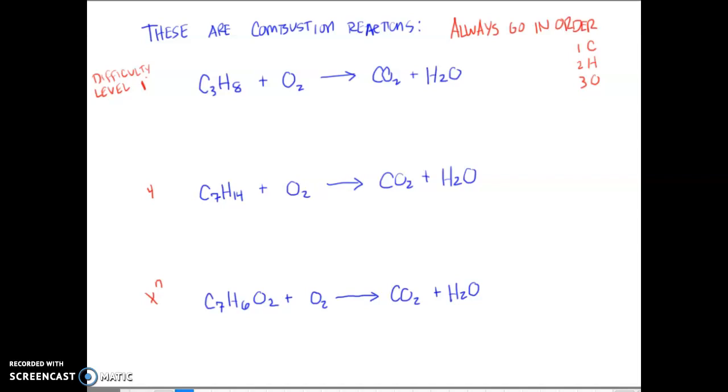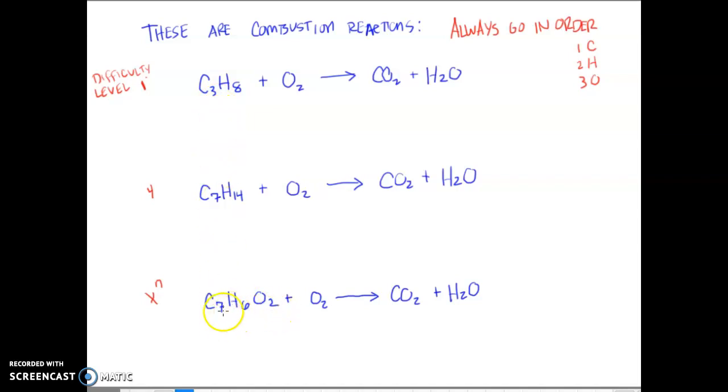It's like Wednesday. Last night I put up a video on balancing some kind of awkward equations, basically only one awkward equation. I'll do more as time goes by, but for now, these are combustion reactions. A combustion reaction is any reaction that has a hydrocarbon, so some kind of CH compound, combining with an oxygen to form carbon dioxide and water. There's a lot of different forms of that.